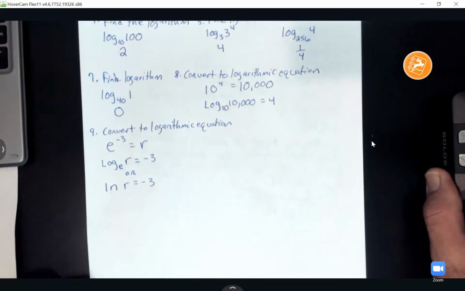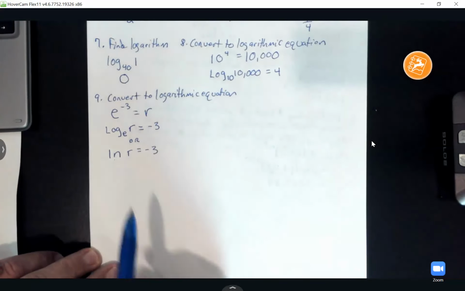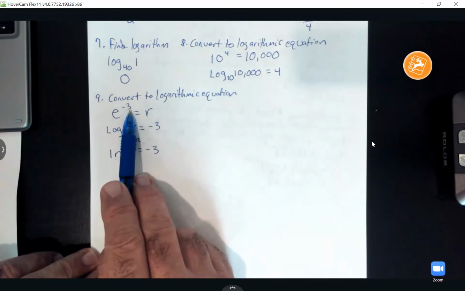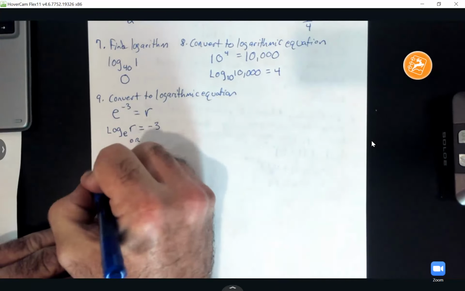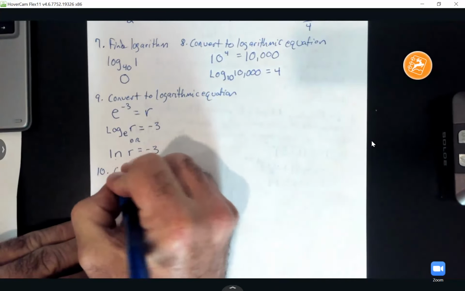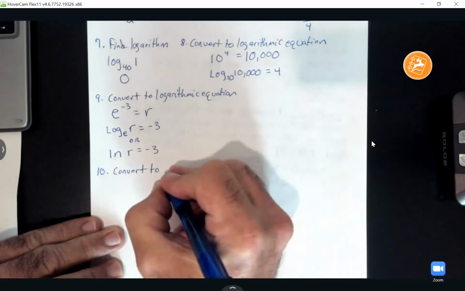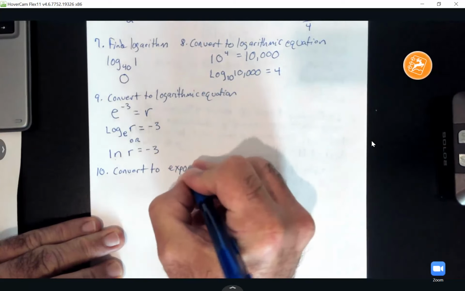All right, y'all, let's see. Next, we're going the other way. We're going to start with logs and rewrite them as exponential. So these will say convert to exponential equation.